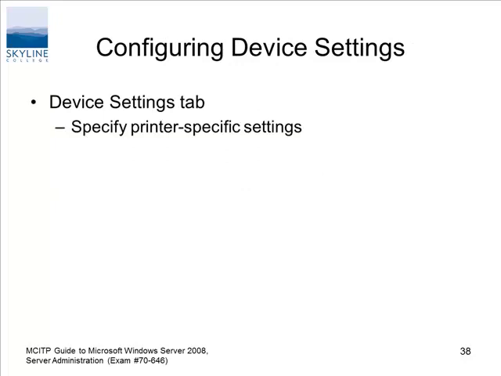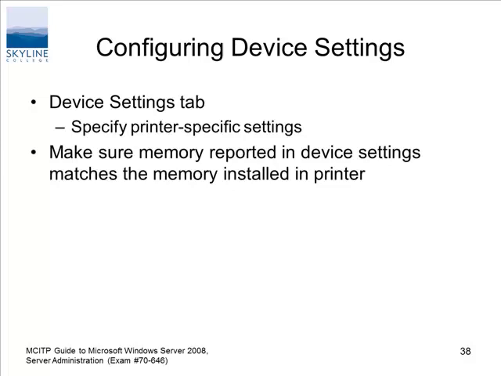Device settings specify the printer-specific settings when we go through these things. Make sure memory is reported and the device setting matches the memory installed on the printer. This is one of the things that years ago I noticed happened. We had this really cool printer, and this was when I was still in the Navy, really advanced at that time, that sometimes would only print part of a job. The reason it would only print part of a job is that you can only get part of the job into memory. So memory might occasionally become an issue with these things. Unlikely, but it might.